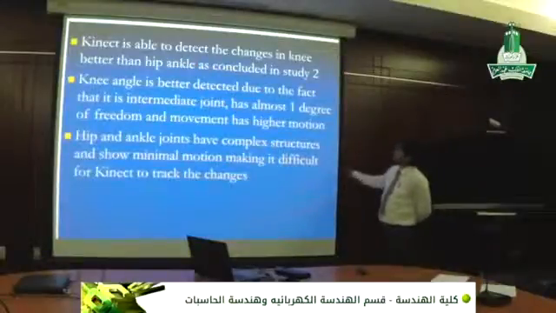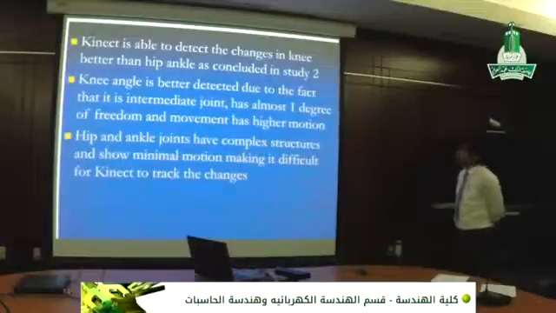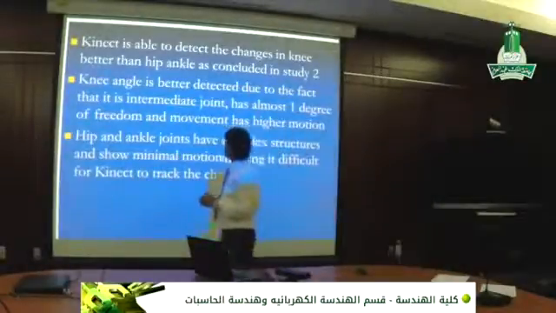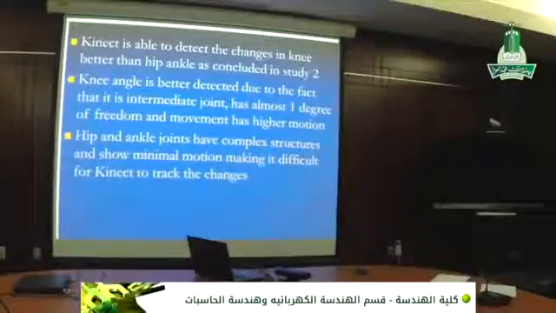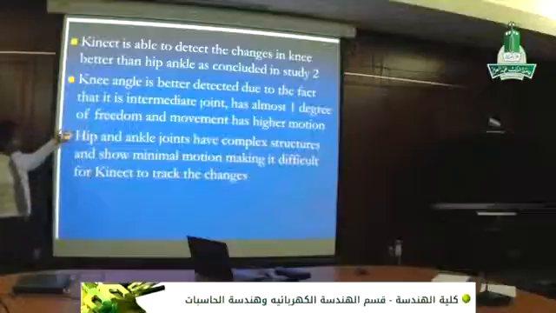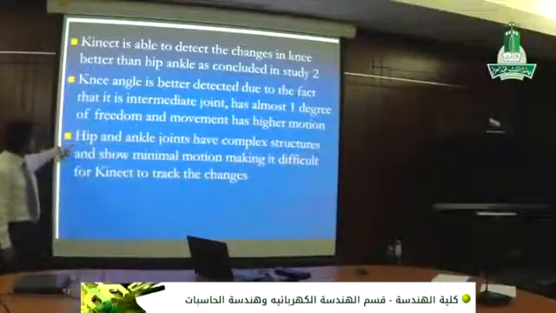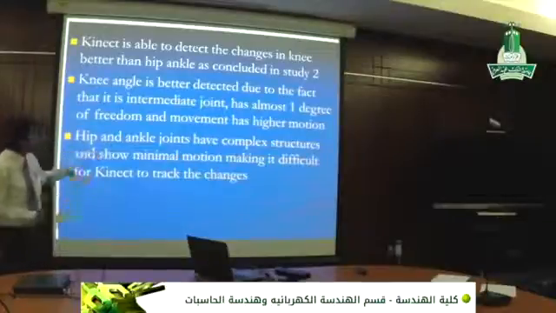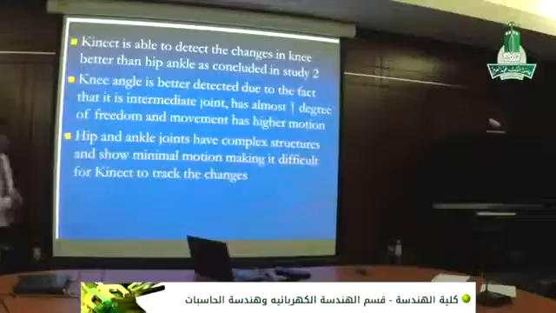Kinect is able to detect the changes in the knee better than the hip angle, as we have concluded in the studies earlier. Knee angle is better detected due to the fact that it is an intermediate joint and has almost 1 degree of freedom, and the movement has a higher motion. The hip and ankle joints have complex structures and show minimal motion, making it difficult for Kinect to track the changes.